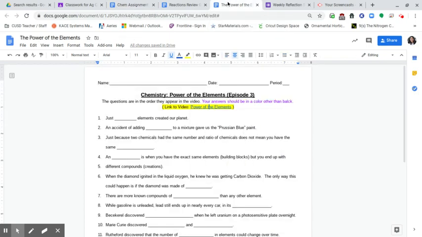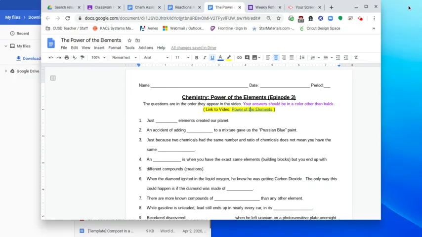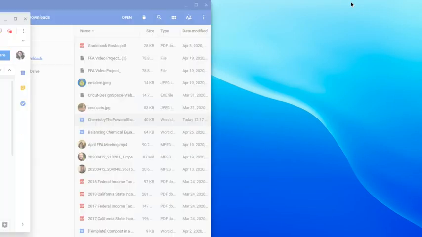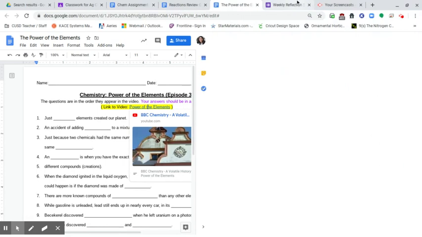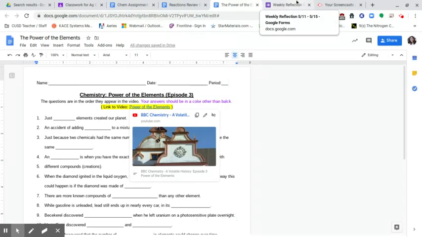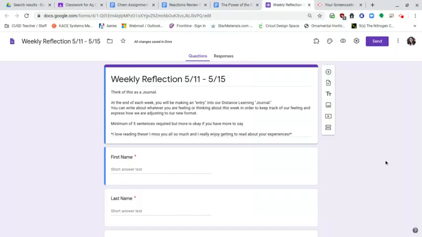This is one of those instances where I would suggest you minimize your screen and split screen your Chromebook so that you can answer questions while you watch it, but it's fully up to you. The last thing that you will do for this week is your weekly reflection. This one's 5/11 to 5/15. So just make sure you're working on the correct week of weekly reflections. I've had some issues with people opening up the wrong one somehow. So just make sure that you open it from the assignment so that you have the right week, because I grade based on that week.